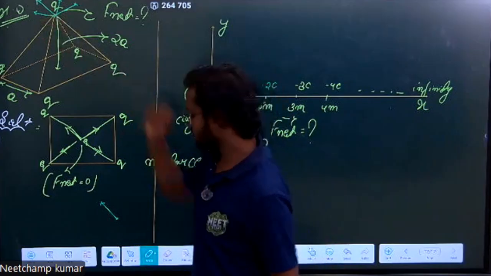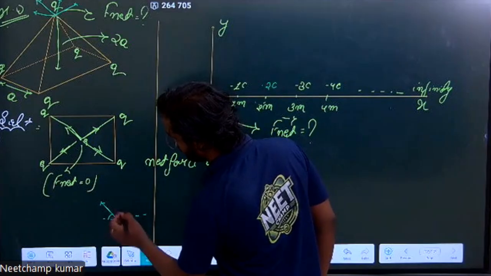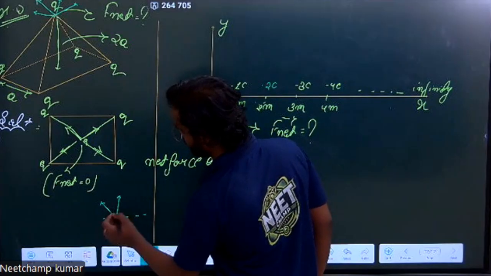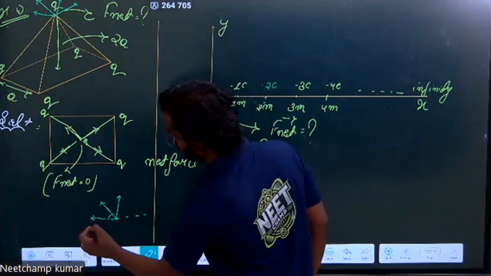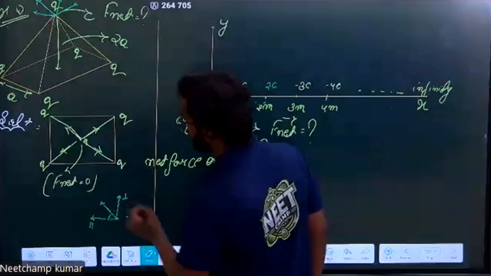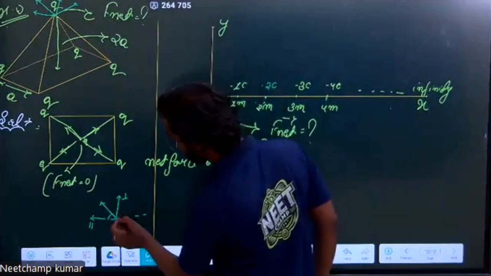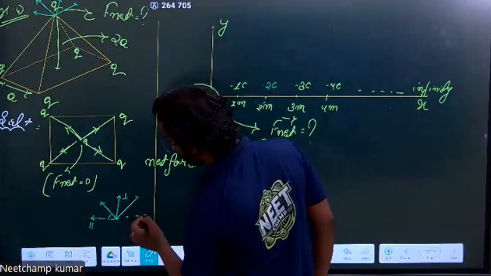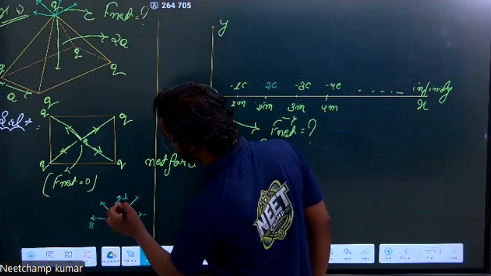If you see, this vector will have two components, one horizontal and one vertical, right? There will be one horizontal component in this direction and one vertical component. This is the horizontal component and this is the vertical component. Similarly, another vector will be here like this. It will also have one horizontal component and one vertical component.